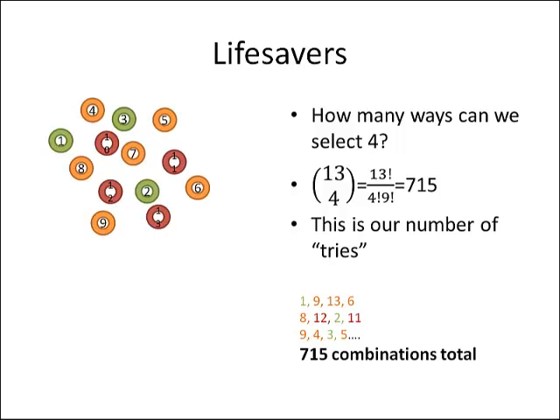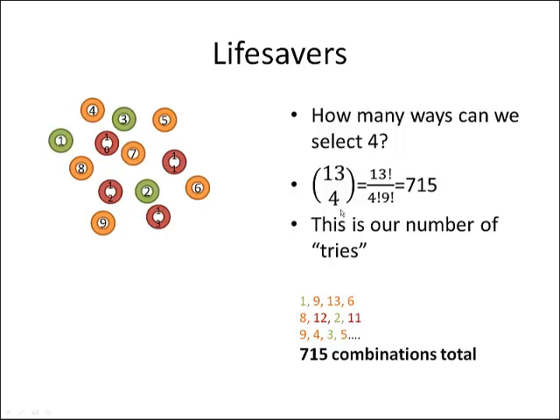Down here at the bottom, I have recapped what we actually got when we did it the first 3 times, 1, 9, 13, 6, and so on. Now you'll see we didn't get any successes in terms of what we're looking for, and that's fine. We're not looking for successes, we're looking for the total number of combinations. Okay, so I'm not going to sit here and figure out that there's 715 of them.